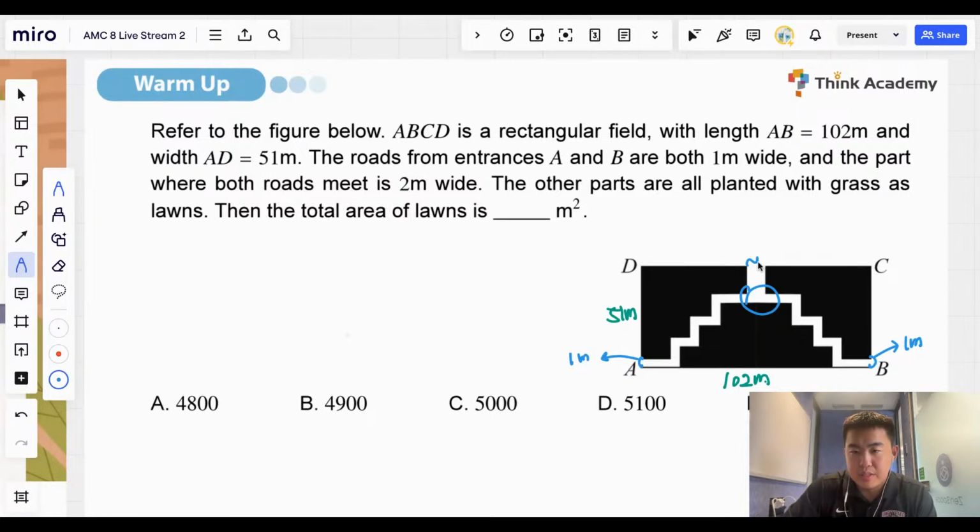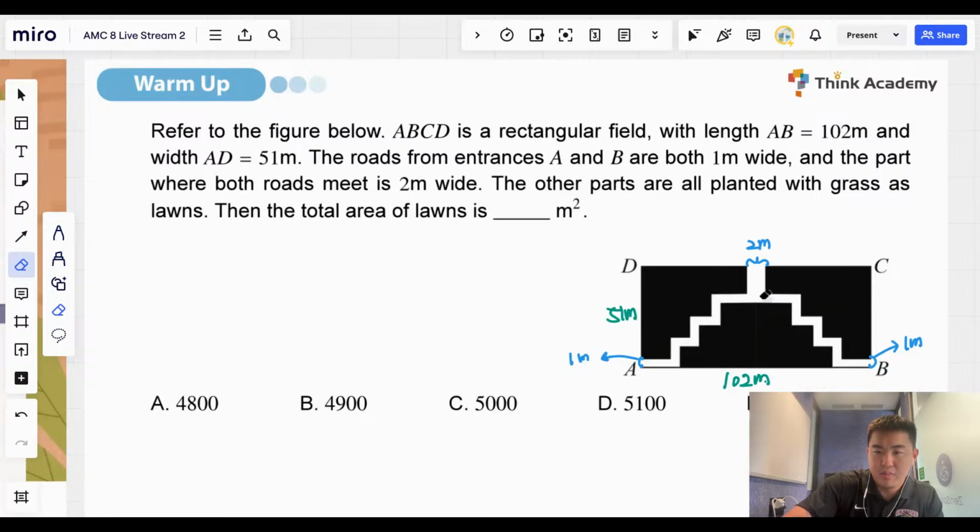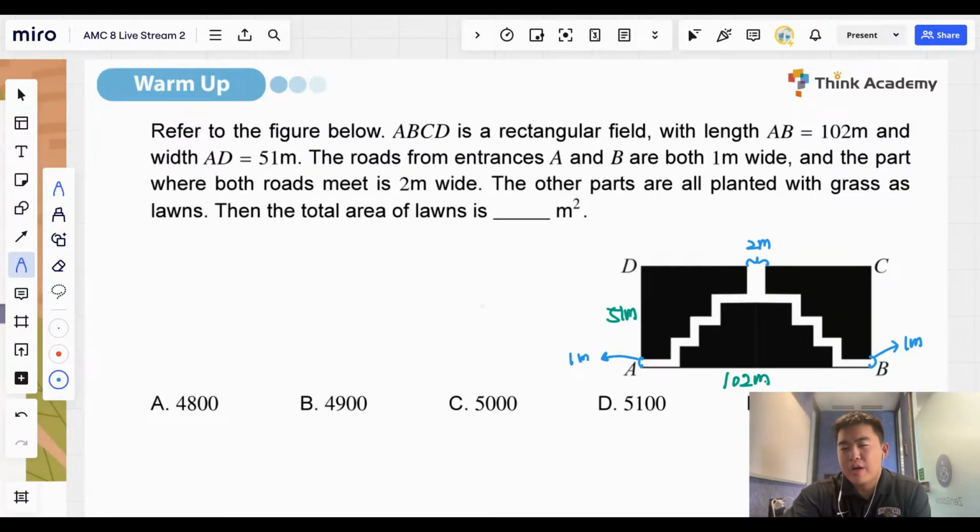So we know this part is 2 meters. Let me clean my graph a little bit. Okay, good. The question is asking: the other parts are all planted with grass and lawns. Then the total area of lawns is how many square meters?